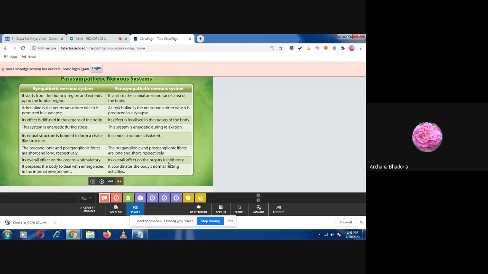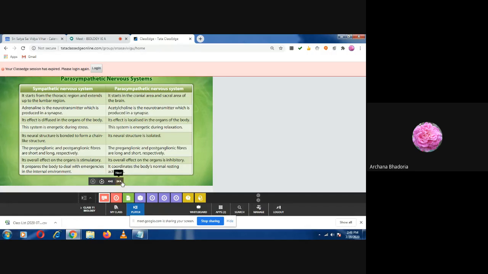What will the parasympathetic nervous system do? It will inhibit the function, meaning it will stop it. Okay, but the sympathetic nervous system will stimulate the functioning of the organs, and this will help in dealing with emergencies in the internal environment, and the parasympathetic will coordinate the resting activities.